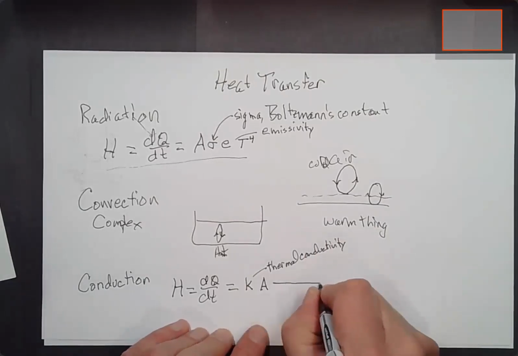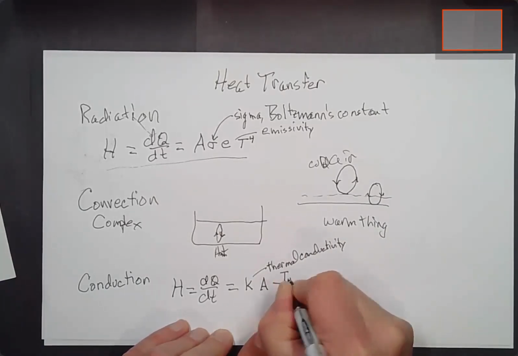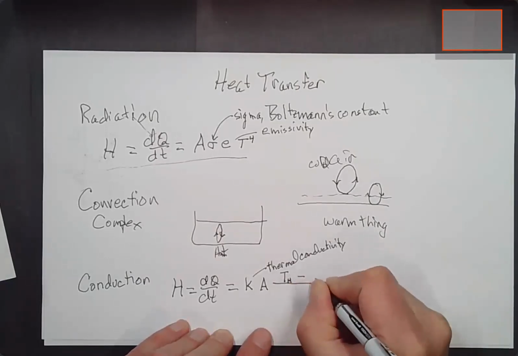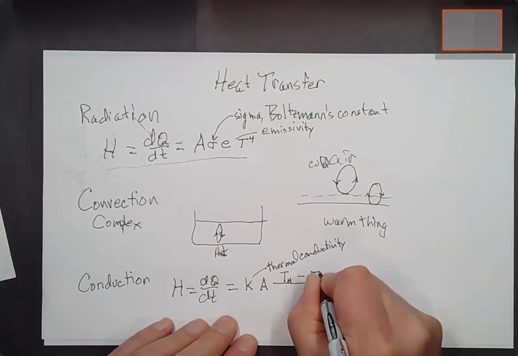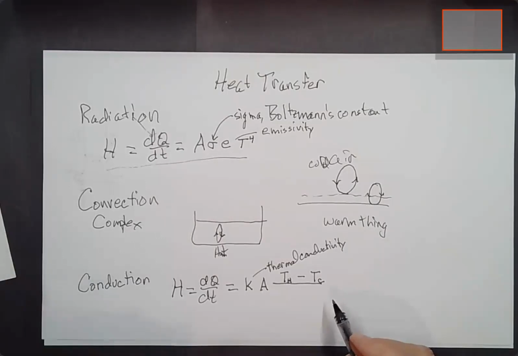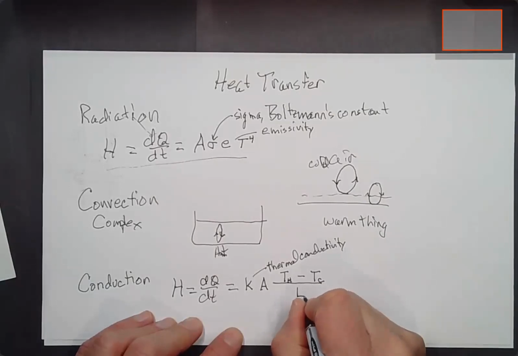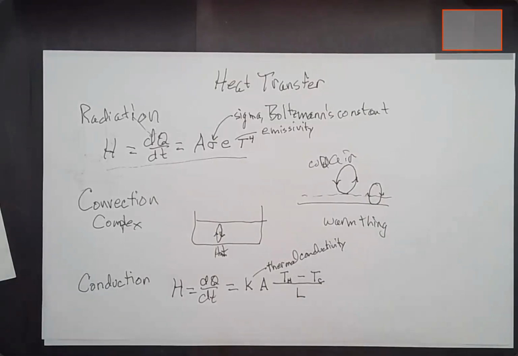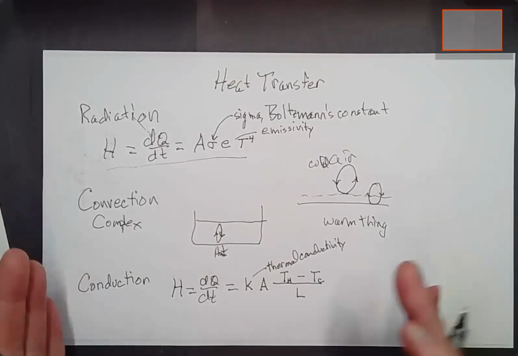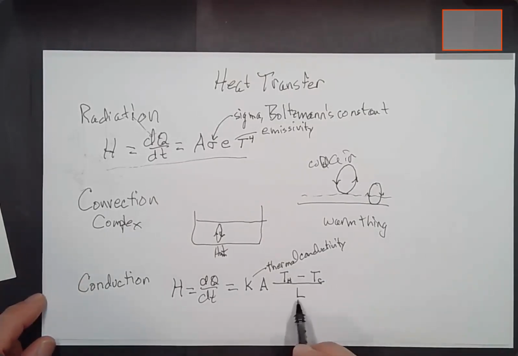And it depends on the temperature difference between the temperature on one side of the object and the temperature on the other side of the object. And I'll just write that as T_H minus T_C. And so we'll have that. And then it's inversely proportional to the length of the object. Heat will flow more slowly through a very thick layer than it flows through a thin layer. And that's a fairly easy idea to understand. But this is what all of it depends on.